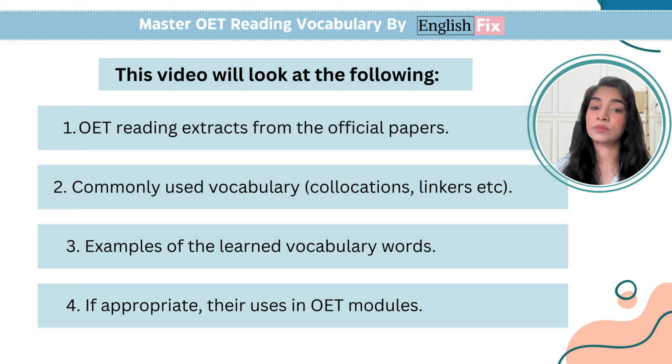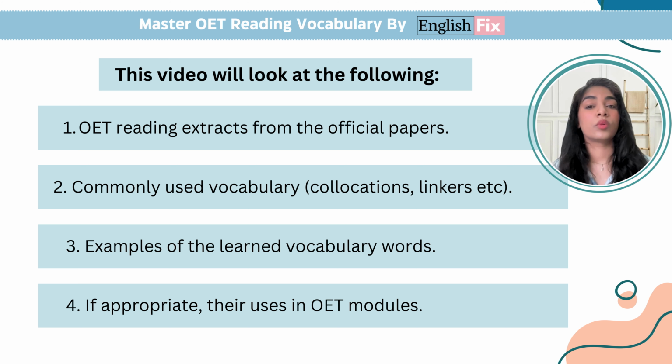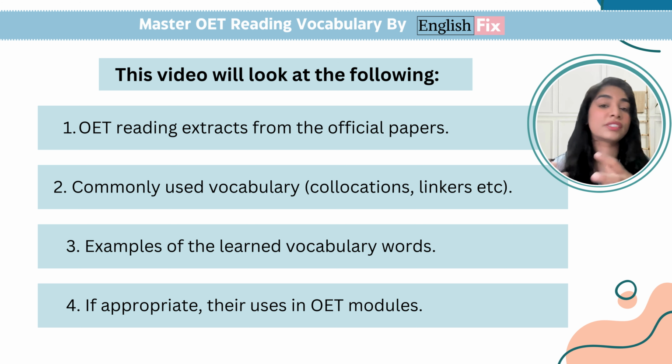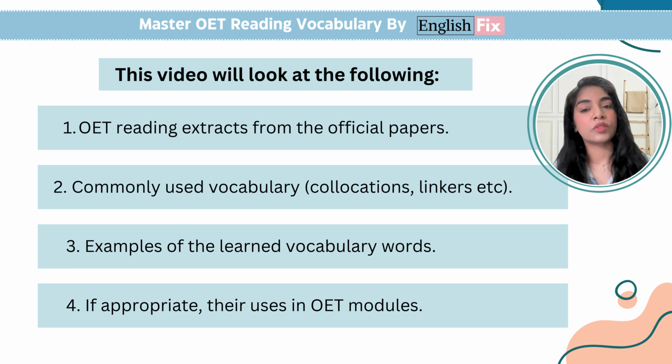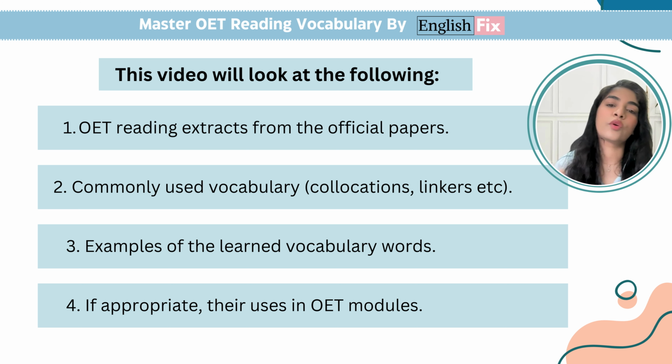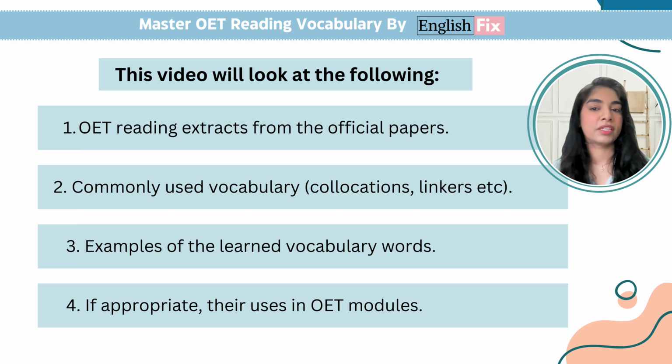or even idioms. Remember, collocations and idioms are those words which are easily understandable and very natural to the native English speaker, but not as easily understandable for us non-native speakers. So these vocabulary words we are going to learn with the help of simple examples and explanations. We're also going to look at how these words can also be used in your OET writing and speaking.